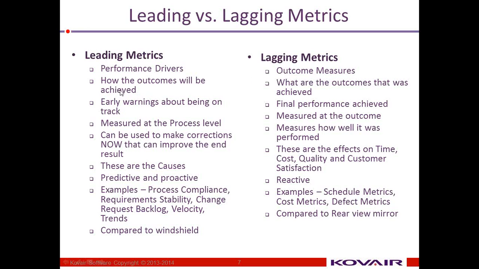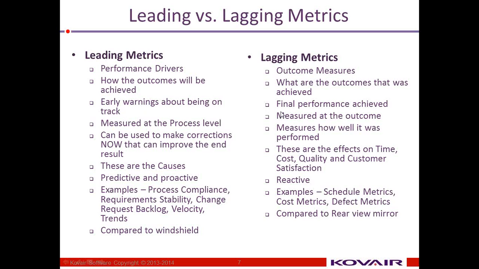So leading metrics talk about how the outcomes will be achieved, whereas lagging talks about what outcomes were achieved. This is like looking at it after the job is done, and leading is like looking at it while we are doing it. That gives us early warnings about being on track or moving away from track, producing more defects, more unit test defects, or the code complexity is such that it is likely to produce more defects. So those kinds of metrics are produced at this stage.